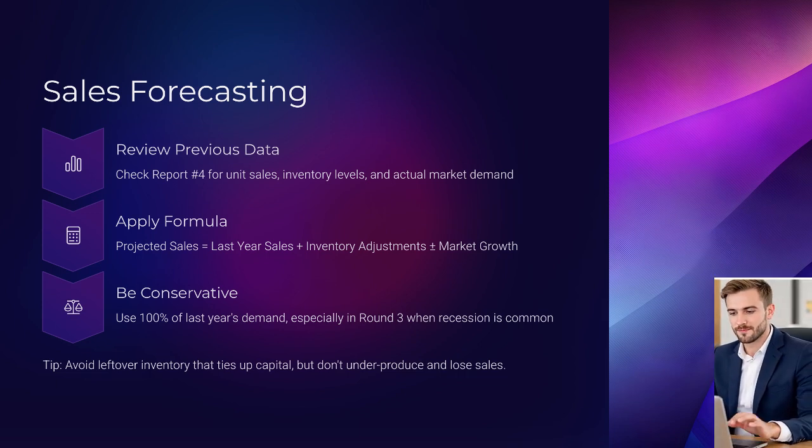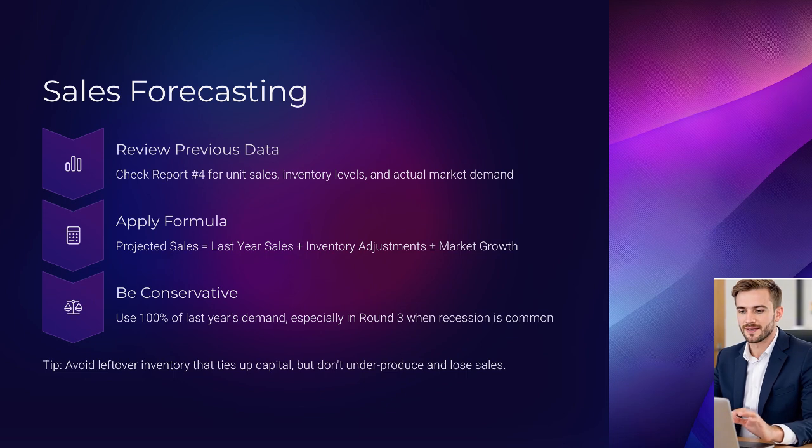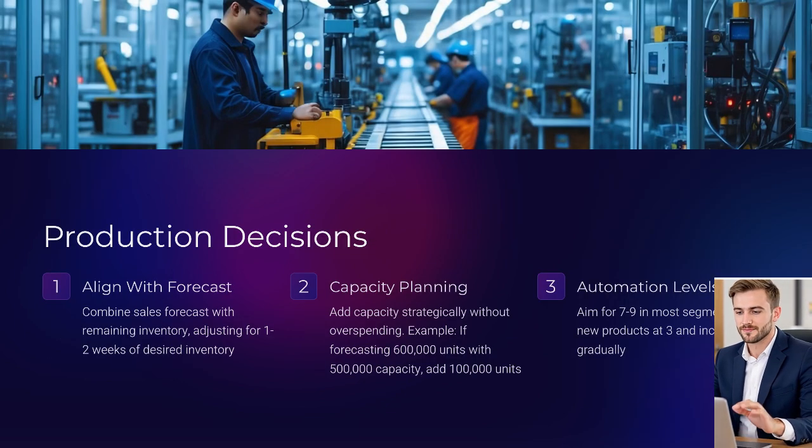Section 5, Production Decisions. Once your sales forecast is set, you need to align production with it. Here's how: add your sales forecast and remaining inventory together.